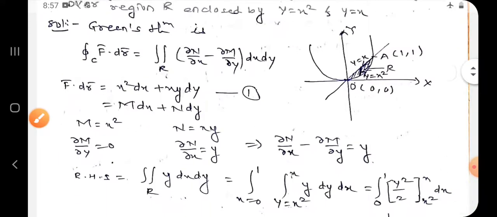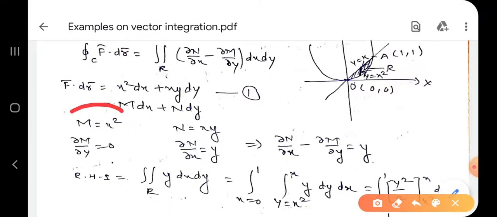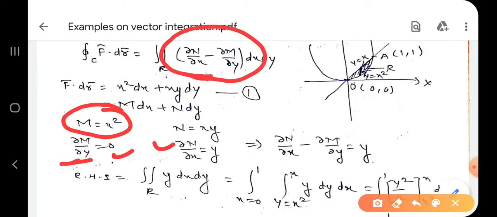Now we take M equal to x square and differentiate it with respect to y partially. So dou M by dou y is 0 because no y is there. And similarly dou N by dou x is y, the derivative of xy with respect to x is y. Now we want dou N by dou x minus dou M by dou y. Therefore dou N by dou x minus dou M by dou y is y minus 0, which is y. We get the answer y.